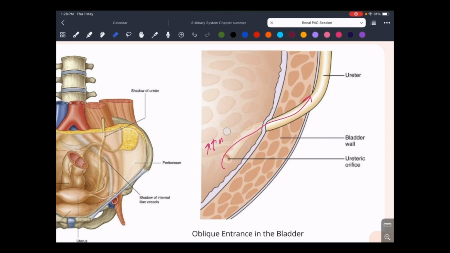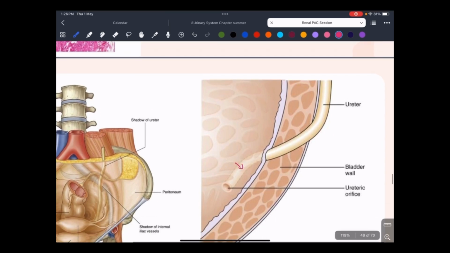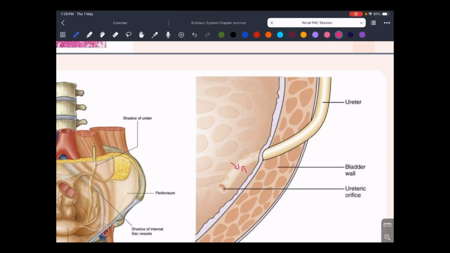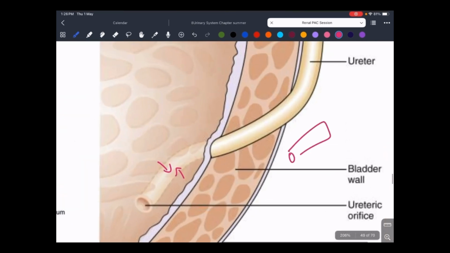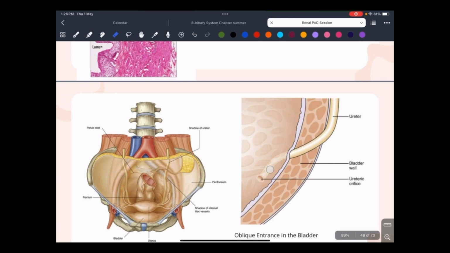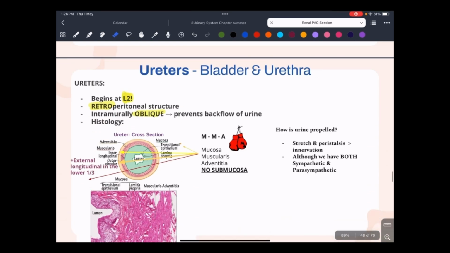So this oblique entrance helps: when pressure increases in the bladder, like when the bladder contracts, it closes this ureteric orifice. It goes from a patent tube like this to something like this. It closes it off so that urine does not go back up. So that's what it means by it has an intramurally oblique entrance, so that prevents backflow of urine.